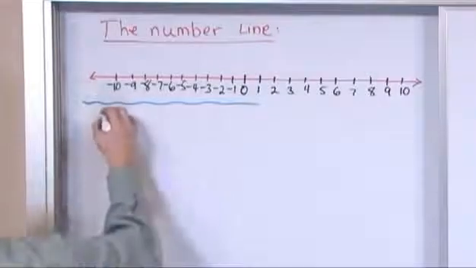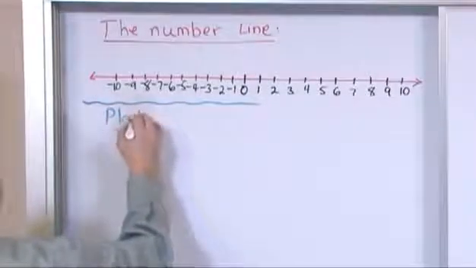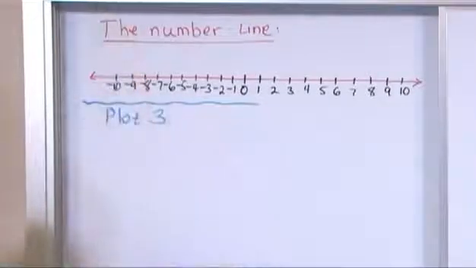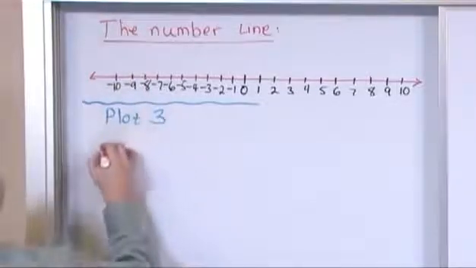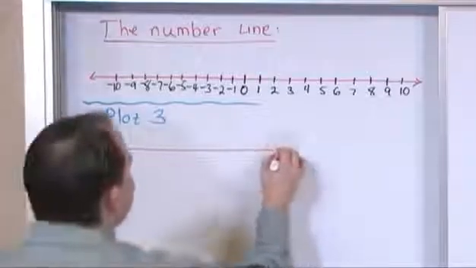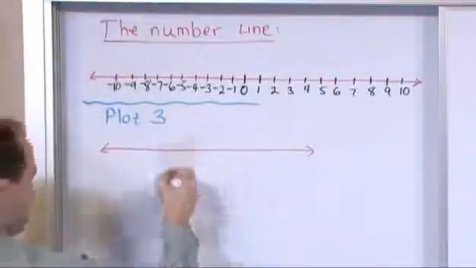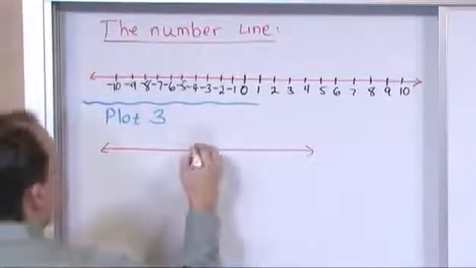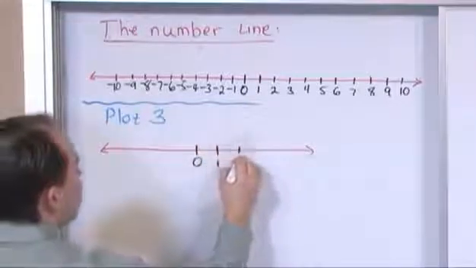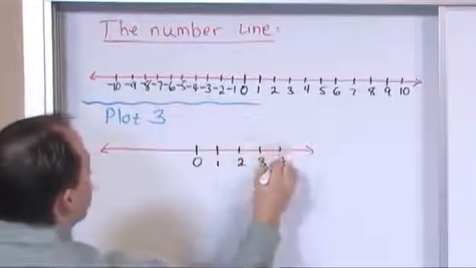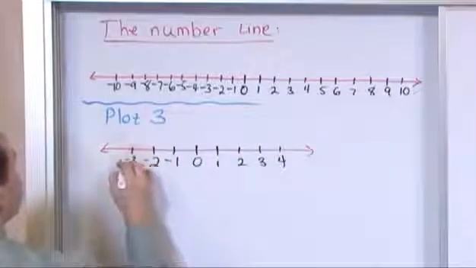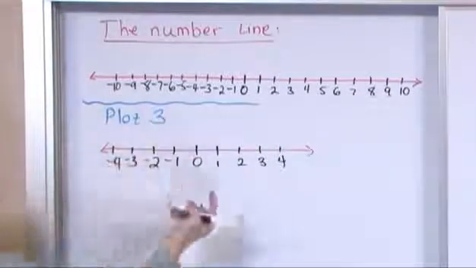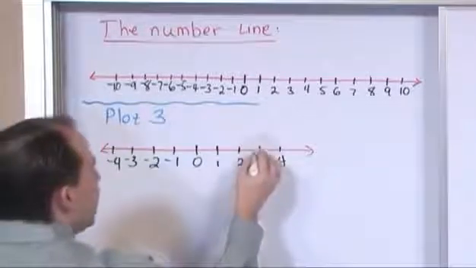If I wanted to plot the number 3 on the number line, it would be very easy. If your test said plot the number 3 on a number line, that would be easy. You would draw a number line. You have 0, 1, 2, 3, 4, and of course you have your negative numbers, -1, -2, -3, -4. Plot the number 3 is very simple. You just find the number 3 and you put a dot there.